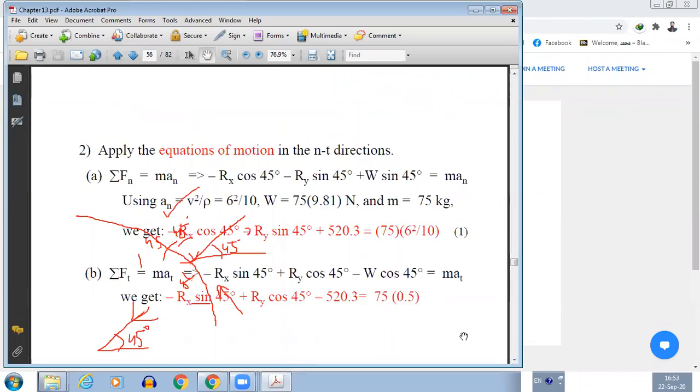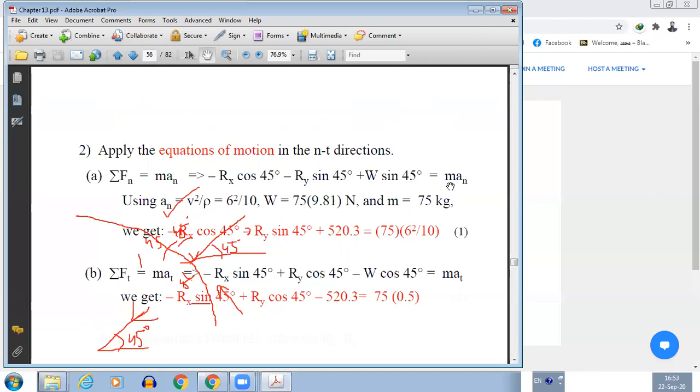Okay, so now what do we need to do? We need to make the summation of forces in the normal direction and the summation of forces in the tangential direction. So summation Fn equals Man, summation Ft equals Mat. Okay, so let's discuss the normal direction. Summation Fn equals Man. So we will see about the forces here, but let's see about Man.